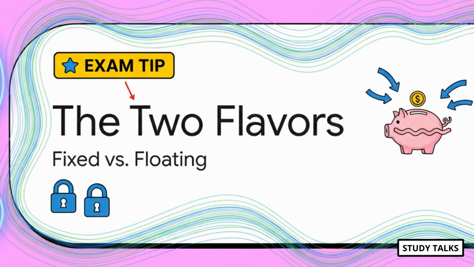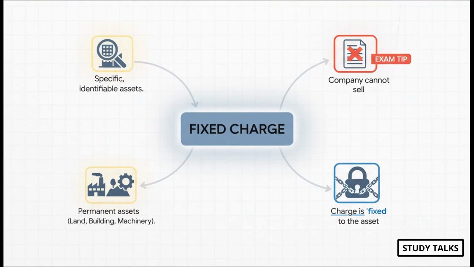All right, let's get to a part of this topic that is an absolute favorite for case studies in the exam. Charges basically come in two main flavors, fixed and floating. And let me tell you, knowing the difference is absolutely critical. First up, we have the fixed charge. And the name really says it all. It's fixed to a specific identifiable asset. We're talking about things that don't change much, like a piece of land, a particular building, or machine number 123.